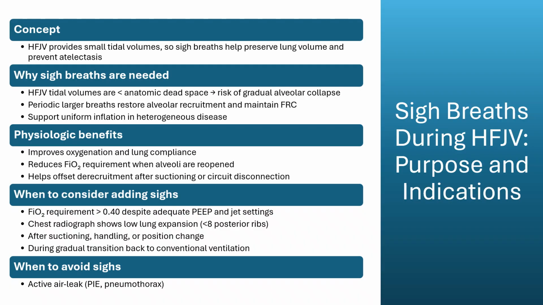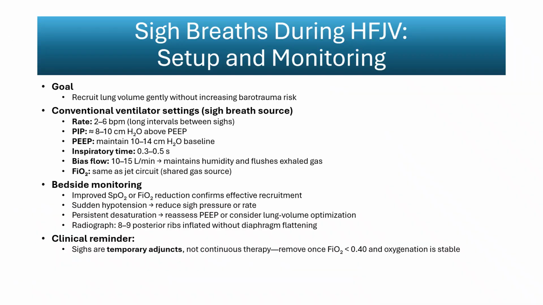Once alveolar stability is restored and oxygen need falls, sighs can be removed to allow pure high-frequency support with minimal pressure fluctuation. When sigh breaths are added to jet ventilation, the conventional ventilator is used to generate them while the jet continues to provide rapid pulses for ventilation. Settings are kept gentle and infrequent to avoid disrupting the jet's low mean pressure advantage.